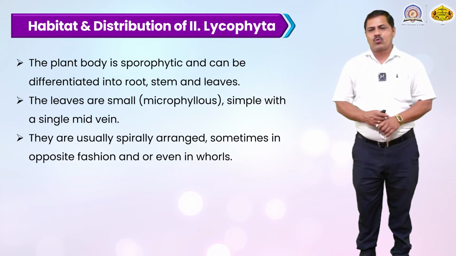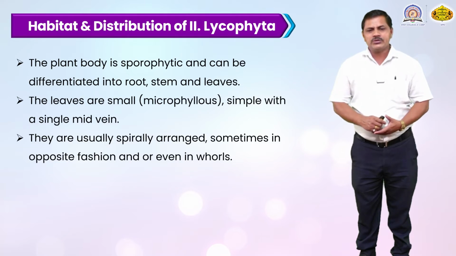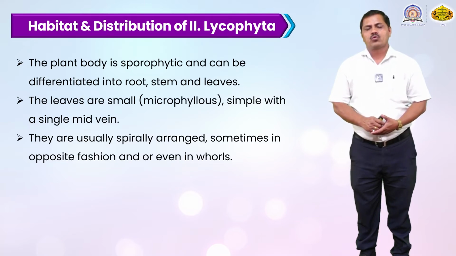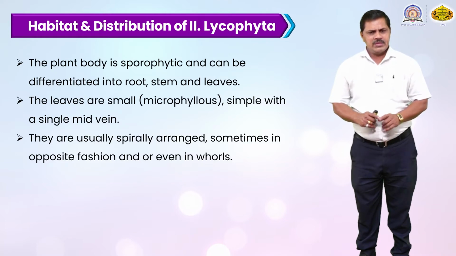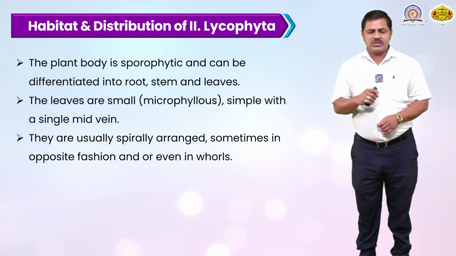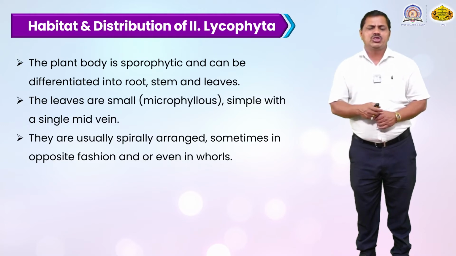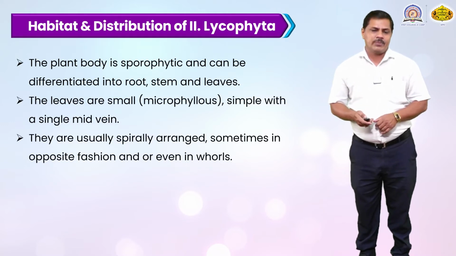The plant body is sporophytic and is differentiated into a very well developed true root, stem and leaves. The leaves are small, meaning microphyll, simple with a single midvein. These are simple and form a prominent midrib, meaning midveins are present inside the leaves. They are usually spirally arranged on the stem, sometimes opposite, and even in whorls, in rounded structures developing at the surface of the stem in the nodal region.